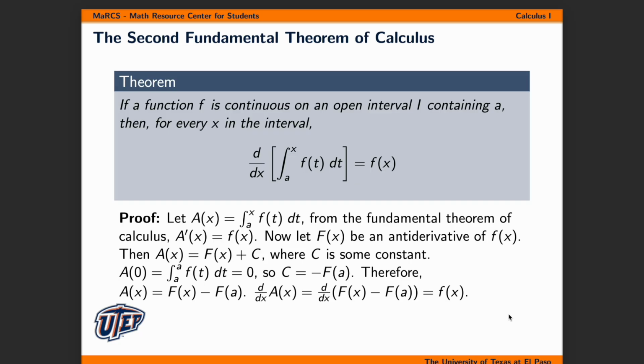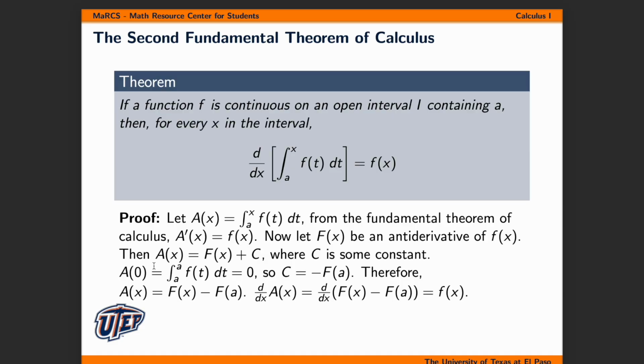So from the fundamental theorem of calculus, we have that A prime of x is equal to f of x. So that means that A of x is an antiderivative of f of x. So now we let capital F of x be an antiderivative of f of x. So then that means that A of x can be written in the form capital F of x plus c, where c is some constant.